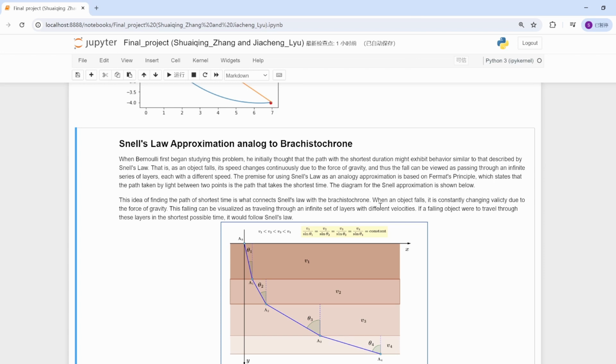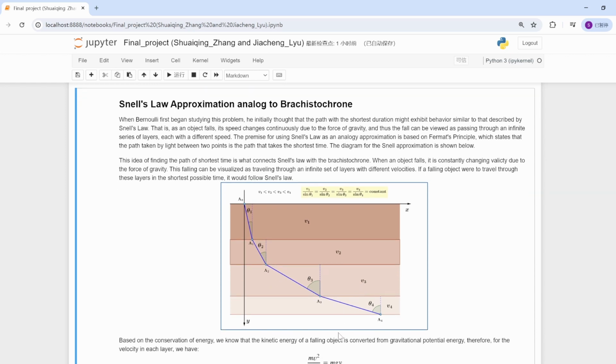Hello everyone, I'm Shuaiqing. Now let me introduce the initial idea Bernoulli had when he first studied this problem. We know that during the falling process, the object will continuously change its speed. With the concept of calculus, we can divide the vertical distance from the starting point to the end point into many small layers with equal height, and assume that the speed is constant within such layers. We can refer to this image.